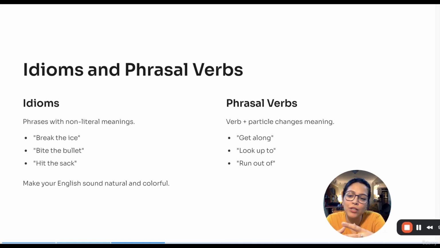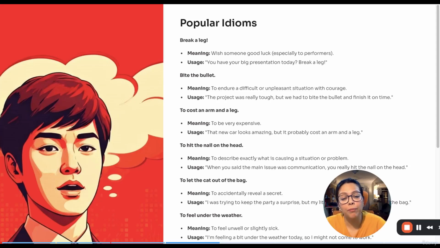Now there are n numbers of idioms and phrasal verbs. However, I have picked a few popular ones which you can use in your daily conversation. Kindly note you can find more in the resource. So let's get started. Let me jog your memory a bit.